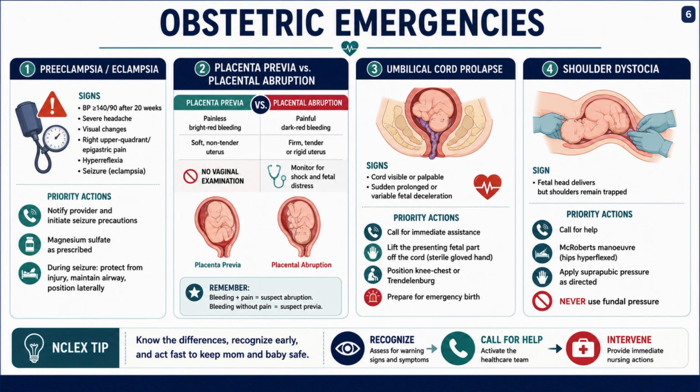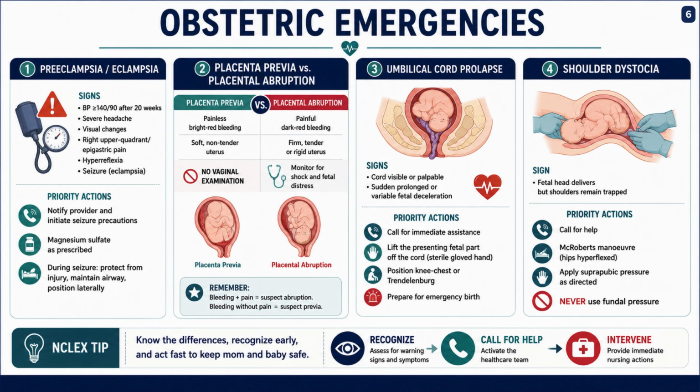Umbilical cord prolapse occurs when the cord moves below the presenting fetal part and becomes compressed. A sudden, prolonged, or severe variable deceleration may be the first clue. Call for help immediately. Use a sterile gloved hand to lift the presenting part away from the cord. Position the patient in knee chest or Trendelenburg and prepare for emergency delivery.